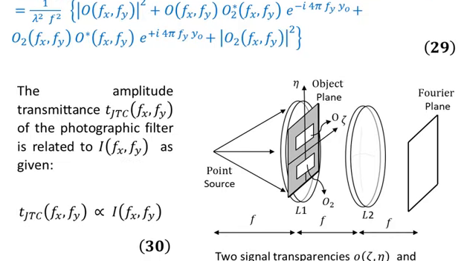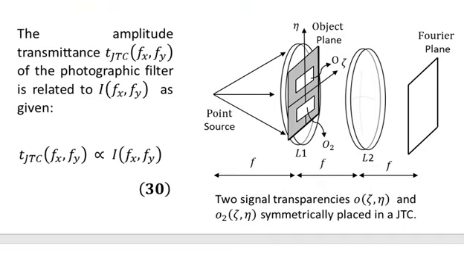And then when it is dried, it becomes a joint transform filter. The amplitude transmittance, which we refer to as T, subscripted as JTC, standing for joint transform correlator. This amplitude transmittance as a function of fx, fy of the photographic filter is related to I as a function of fx, fy as given in equation number 30.